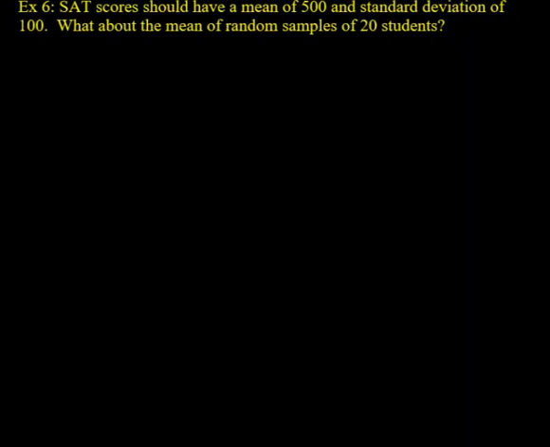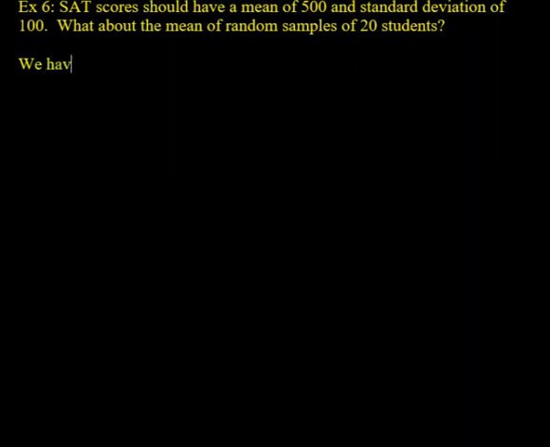Chapter 17, Example 6. SAT scores should have a mean of 500 and a standard deviation of 100. What about the mean of a random sample of 20 students? So we just have a general question about this random sample of 20 students. We want to use the empirical rule, breaking it down to the 68, 95, 99.7.